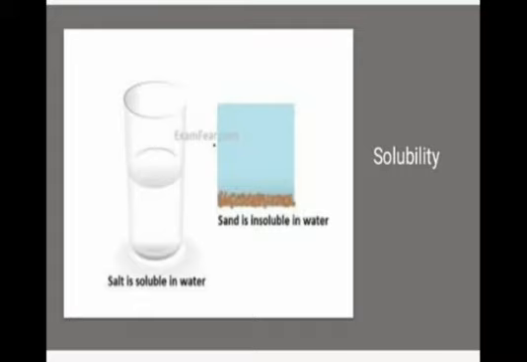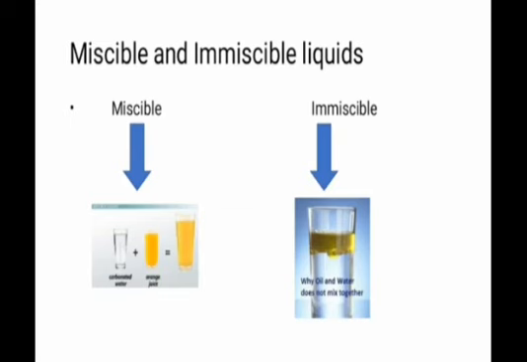Here you will also see two other types of liquids, that is miscible liquids and immiscible liquids. What are miscible liquids? It is clearly seen in the image, like when water is added to that juice, how both get mixed together. So when two liquids mix with each other, they are known as miscible liquids.